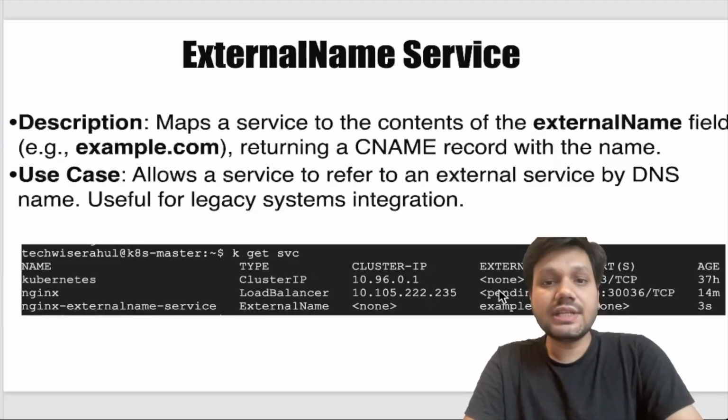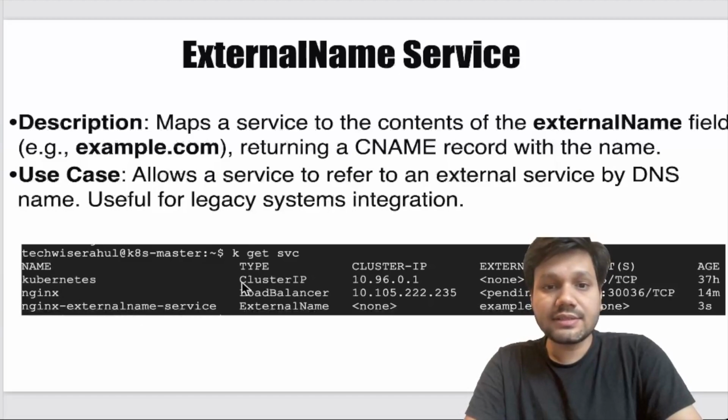As you can see here, the use case for this service is to allow a service to refer to an external service by a DNS name, useful for legacy system integration. We'll see how we can expose our same application to outside of the cluster with the help of the externalName field. The same application which we discussed in ClusterIP, NodePort and LoadBalancer, I have tried to expose with the help of the ExternalName service.